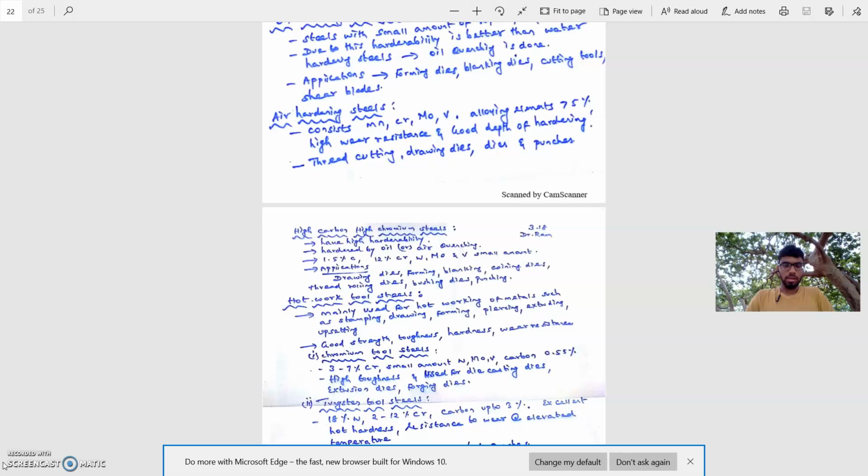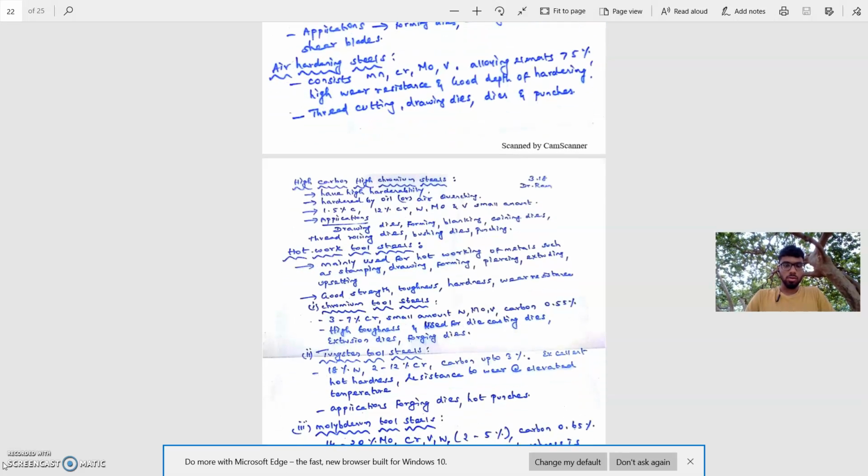High carbon and high chromium steels. They have very high hardenability. They are hardened by oil or air quenching. They consist of 1.5% carbon, 12% chromium, and small amounts of vanadium and molybdenum. Applications of high carbon and high chromium steels: drawing dies, forming and blanking dies, coining dies, thread rolling dies, bushing dies, punching.